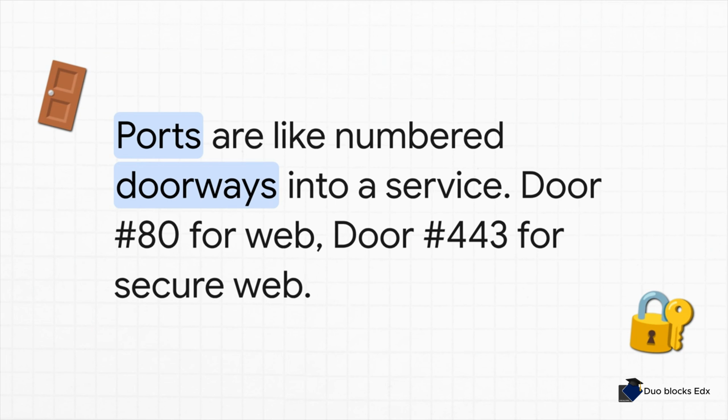Let's imagine our restaurant again. It's got a main entrance, let's call it door number 80, for all the regular web traffic. But it also has a super secure armored entrance, door number 443, for any sensitive data that needs to be encrypted, HTTPS traffic. It's the same business, just different doorways for different kinds of requests.